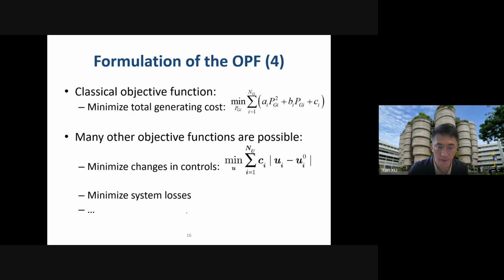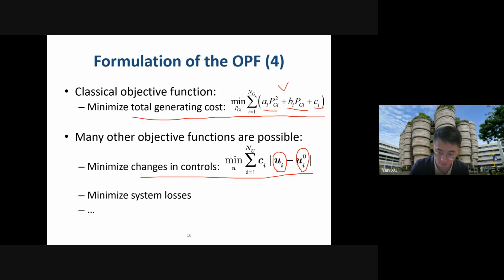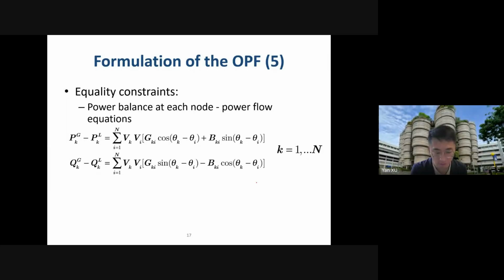Then the objective functions. Traditionally we minimize the total generation cost. Similarly here, you can see we use these quadratic functions. But besides, the OPF can also model other control objective functions. For example, sometimes we want to minimize the change in the control variables, right? Originally, we have a system operation status. Sometimes we want to change it to satisfy a constraint, but we want to minimize the change. So this is the new status, this is the original status, and we want to minimize the change. Besides, we can minimize the power system loss, and you can also minimize other objective functions as long as you want. But clearly you want to model the objective functions in a simple, mathematically tractable way. However, the biggest challenge of the OPF comes from the equality constraints.